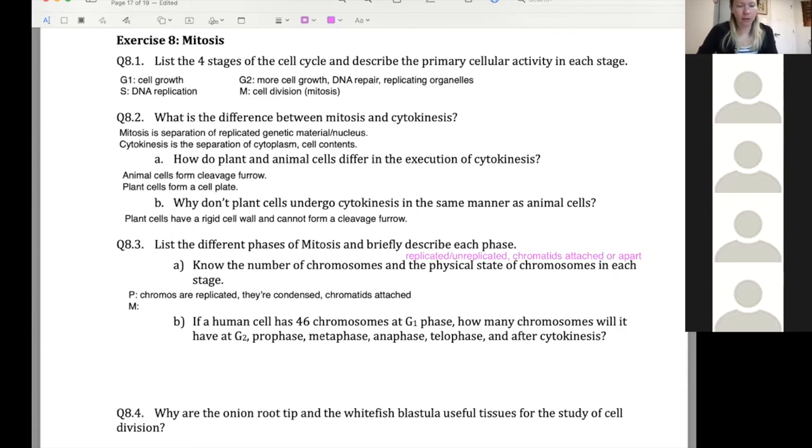All right, in metaphase, what can we say about the state of the chromosomes? What's the number of chromosomes in the prophase, please? 46. Yeah, we can focus on the number in part B of the question, because it gives us a number for the human cells. So for part A, let's just focus on the physical state of the chromosomes. In metaphase, are the chromosomes still replicated? Yes, they are. Are the chromatids still attached to each other? Yes. Mm-hmm.